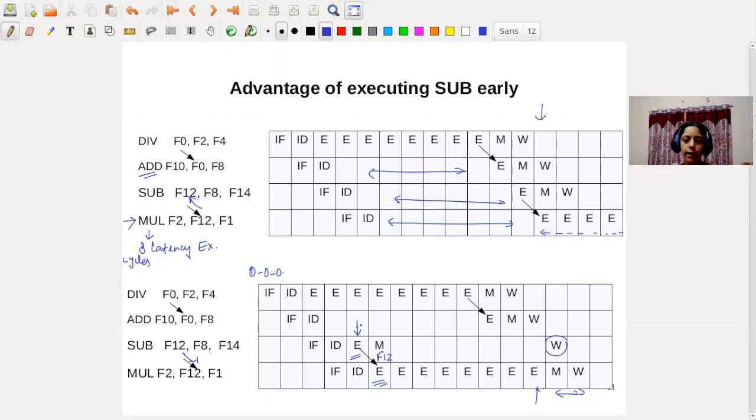In fact, what is out of order is actually the execution. So it's actually called out of order execution.